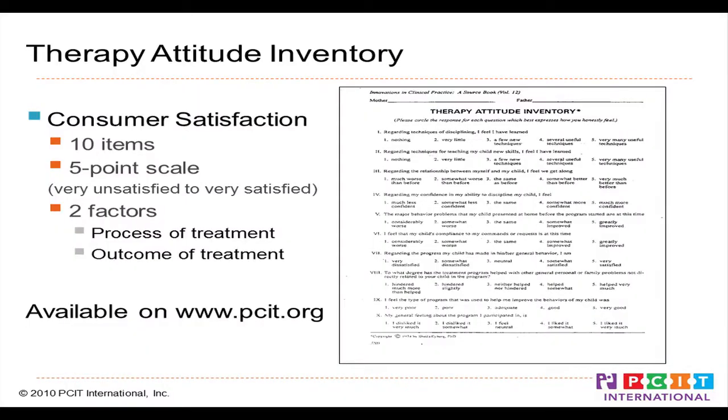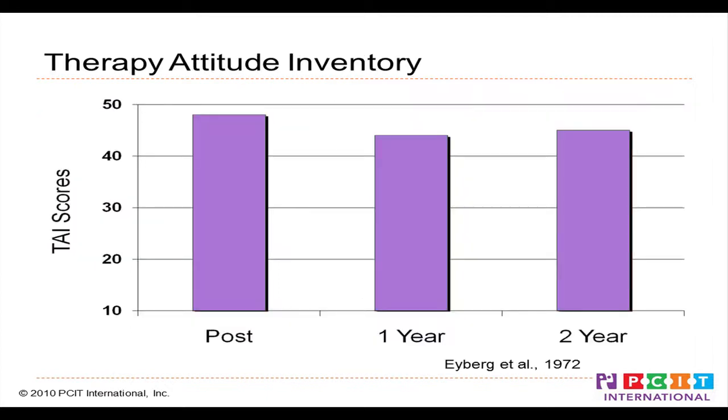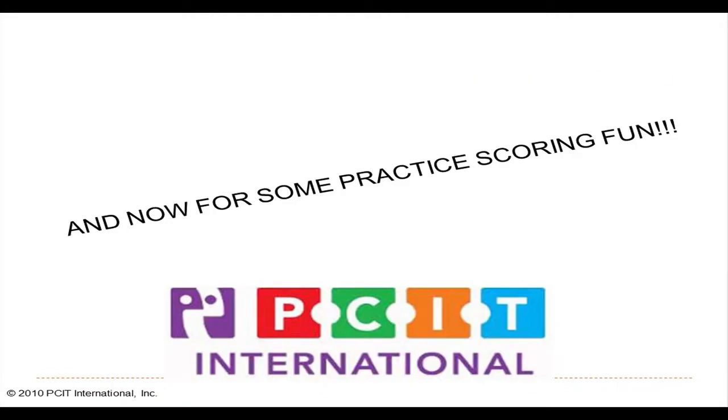And finally, the TAI, which is available on PCIT.org, is a 10-item measure where parents can fill out, regarding techniques of discipline, whether they feel they have learned nothing, something, or very much, and they can rate what their experience was like. You can see that families who complete treatment, and that's the key detail, are very satisfied with it, and they continue to be satisfied with it 1 and 2 years later.